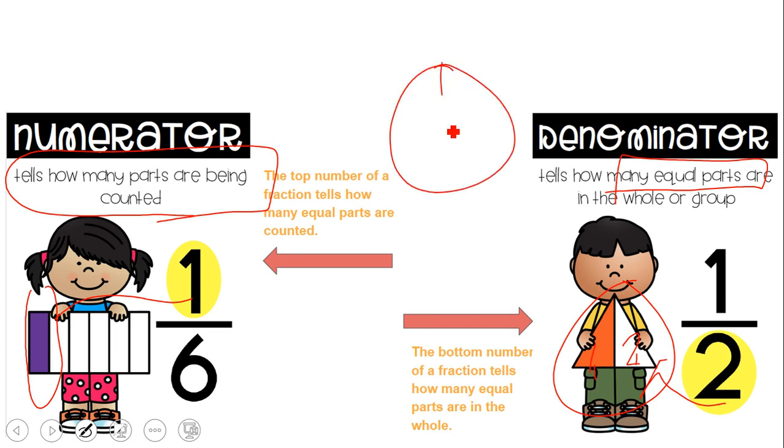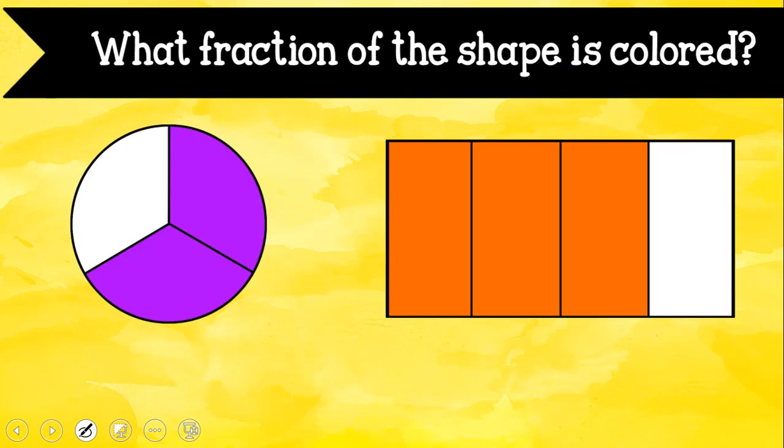So if I had a circle and I cut it into 4 equal parts, that's my number on the bottom, which is the denominator. And if I color in 1, then the one that I'm counting is what I'm looking for, and that's the numerator. So the numerator is the number at the top, and the denominator is the number at the bottom.